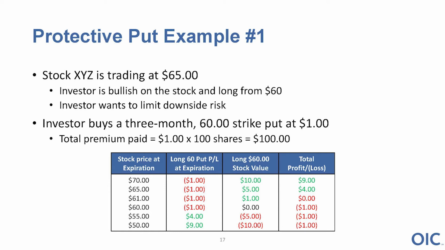Now, if stock goes south, let's say stock goes to 50. Well, at 50, we would lose $10 on our stock, but we would make $9 on our put, because at expiration, that put's worth $10. We paid $1 for it, so our net profit's $9. So as you can see, regardless of where the stock goes, we've locked in our loss at $1. Stock can go to 0, and the most we're going to lose on this position is simply $1.